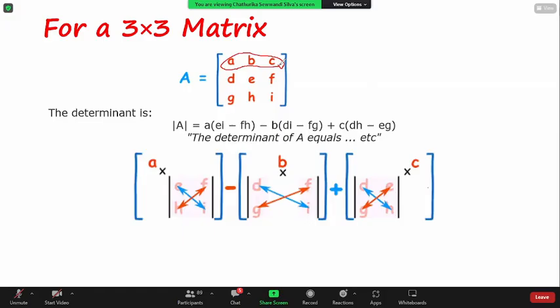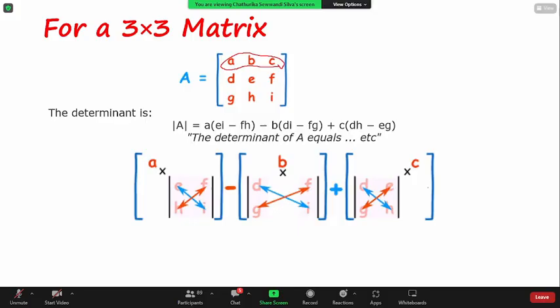The determinant here has been found based on the first row. And I should say you can find the determinant of a given matrix based on any row or any column. Whether you use the first row, second row, third row, or first column, second column, third column, the answer you should get is the same.